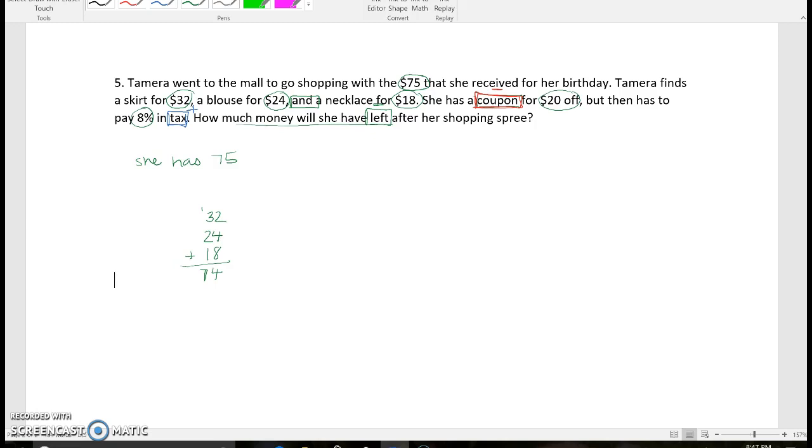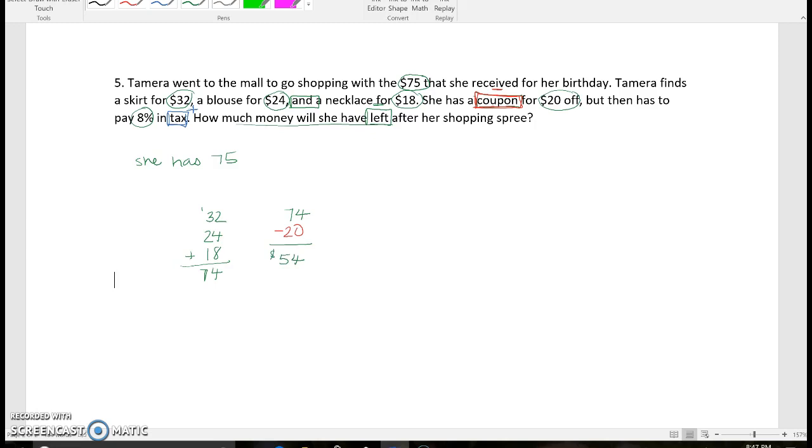And then she has a coupon for $20 off. Okay, so $74, it's $20 off. Do I need to find a percent? Is that a percent? No, right? So she's getting $20 off. So we're taking $20 off. So 74 minus 20 is 54.